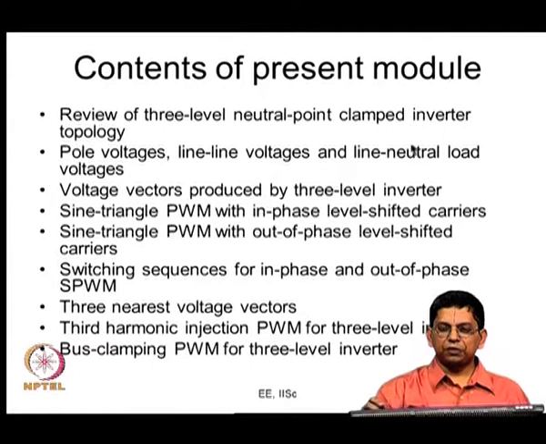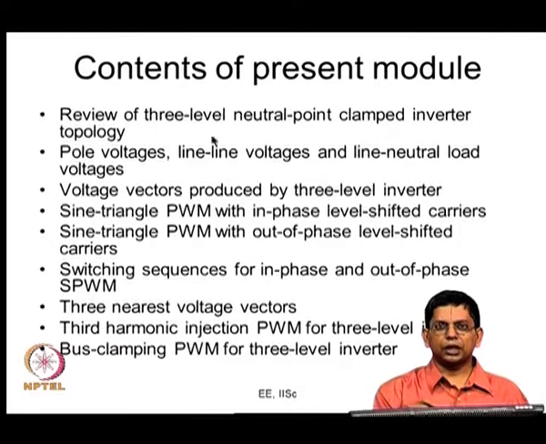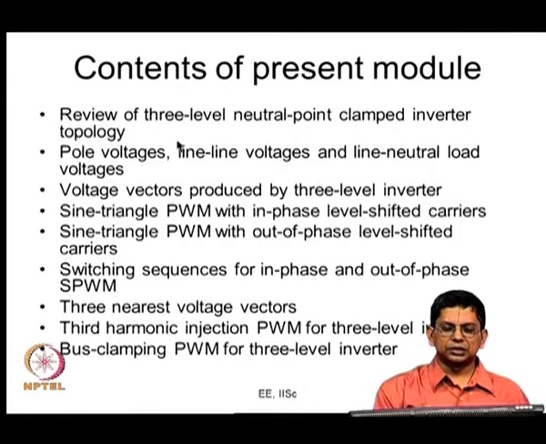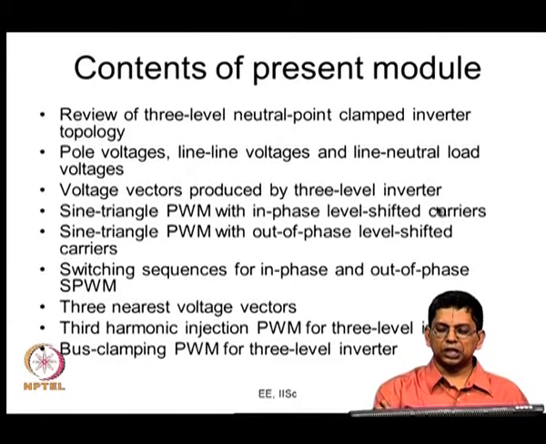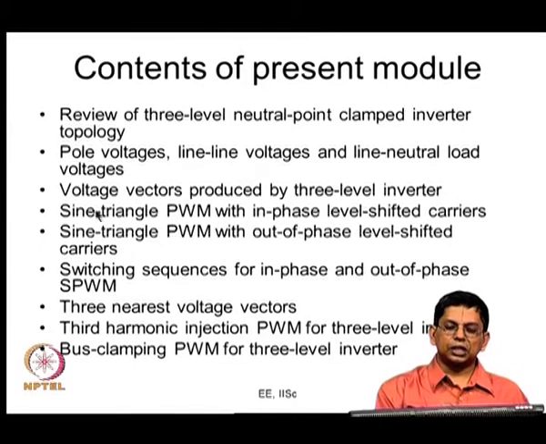So, let us get going with this present module. In the present module, which would comprise of 3 lectures, this being the second lecture, we would be reviewing the neutral point clamped inverter topology. Actually, we did it in the last lecture, and we also looked at the definitions of pole voltages, line to line voltages, line to neutral voltages, and the mathematical equations relating them, and we looked at the inverter states. There are about 3 to the power 3, 27 inverter states produced by the 3 level inverter, and they produce 19 distinct voltage vectors.